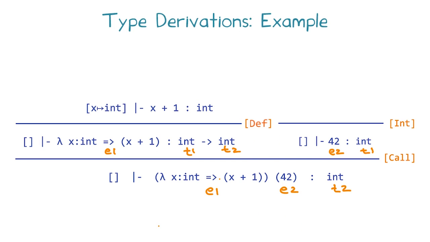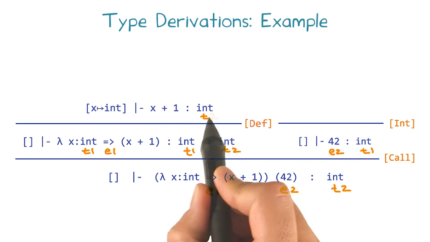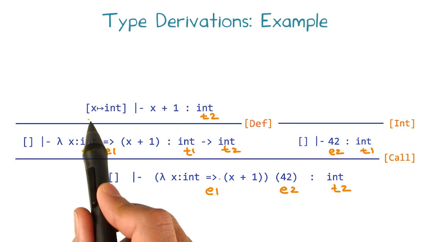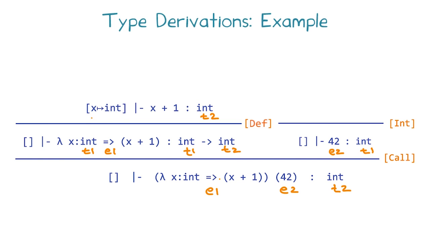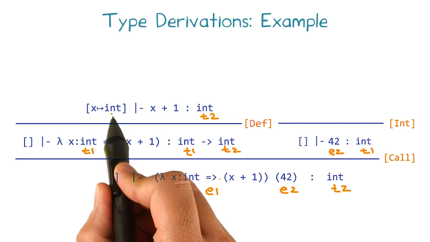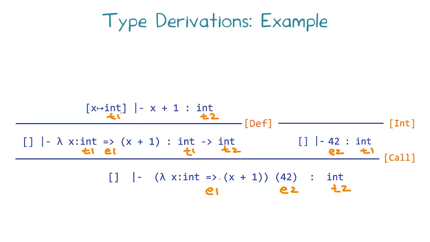This schema requires that if the conclusion is a function mapping a variable x of type t1 to an expression of type t2, then the hypothesis must be that it is provable that the output expression is of type t2 under the same environment with a single additional mapping of the variable x to the type t1. In this case, notice that the environment in the conclusion is empty and the environment in the hypothesis maps the variable x to the type int.